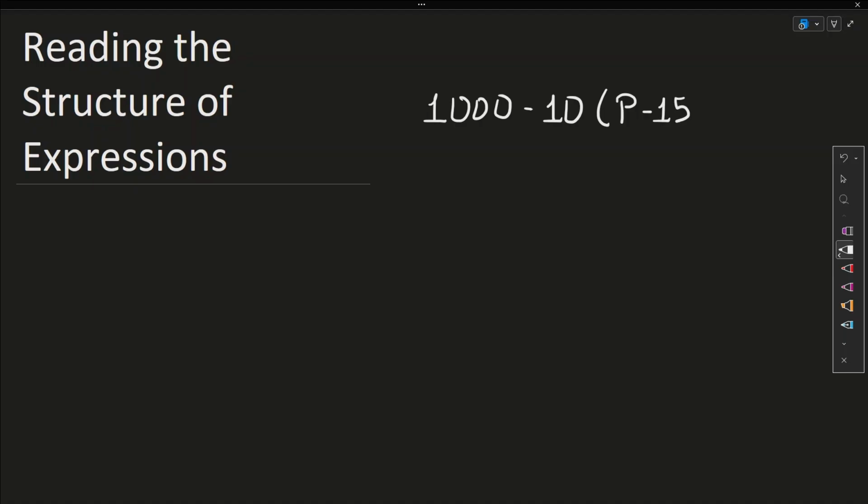For example, let's look at 1,000 minus 10 times (p minus 15) squared. This expression has two main parts. 1,000 is one of them, and 10 times (p minus 15) squared is the second. These two parts are combined by subtraction. So we can say that this expression has two terms.